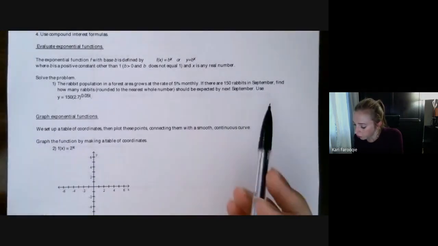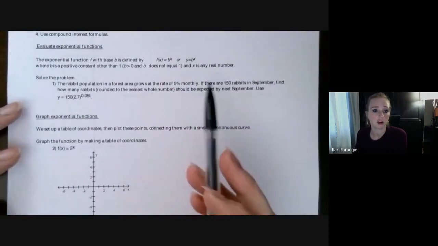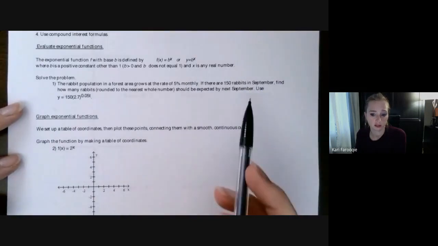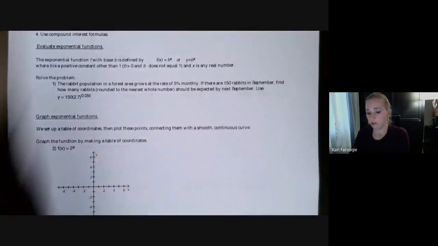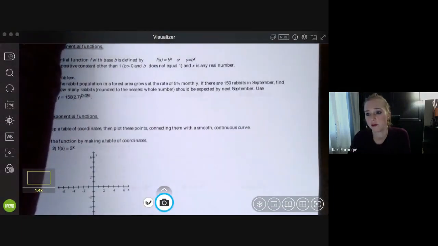So even though we weren't explicitly told how many months we were looking at here, we're talking about what's happening from September to the next September. So from September to September, we're talking about 12 months. So that's what we're going to be evaluating.